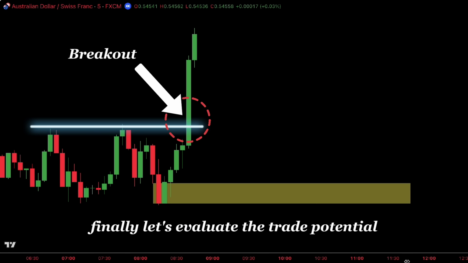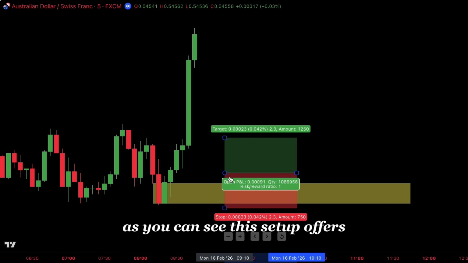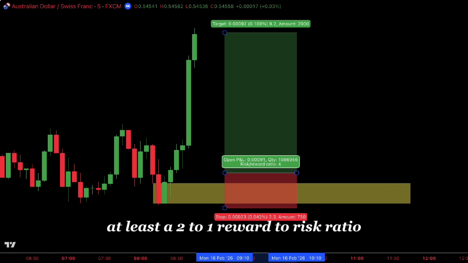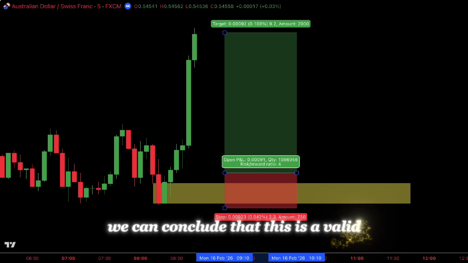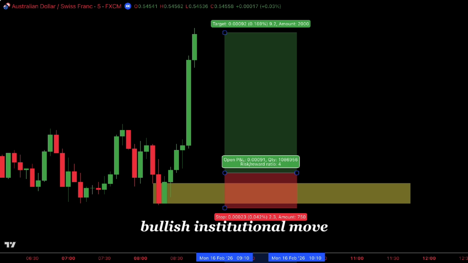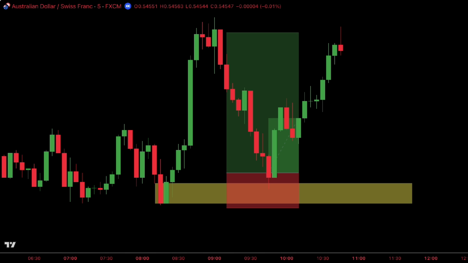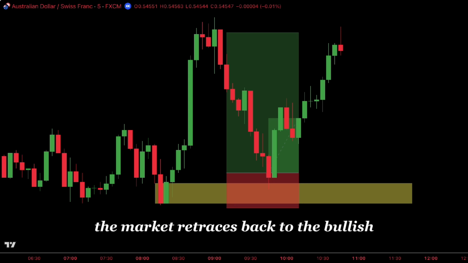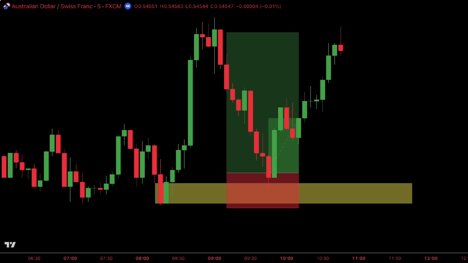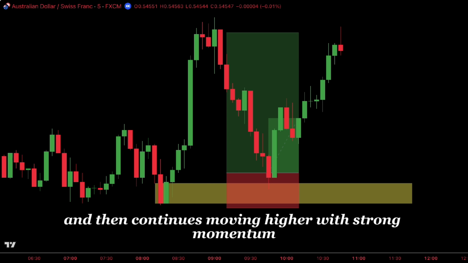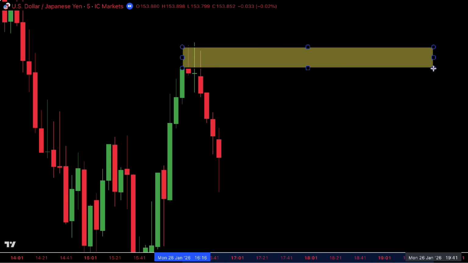Finally, let's evaluate the trade potential. As you can see, this setup offers at least a 2-to-1 reward-to-risk ratio, which makes it a valid and interesting trading opportunity. So based on our checklist, we can conclude that this is a valid bullish institutional move. Now look at what happens next. The market retraces back to the bullish institutional zone, touches the zone, gets rejected, and then continues moving higher with strong momentum. Now let's look at another chart example.